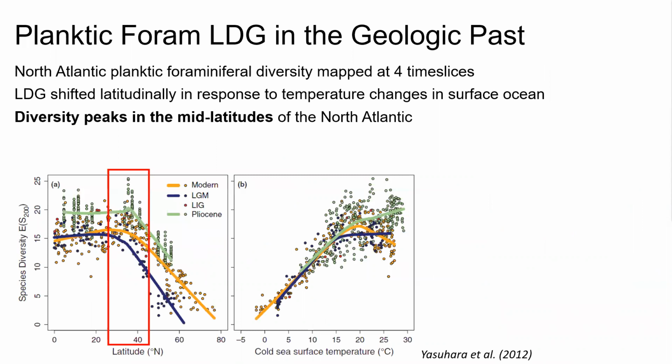Other studies have quantified the Planktic Foram LDG through geologic time. One study by Yasuhara and others found that for 4 time slices since the Pliocene, the LDG shifted in response to surface water mass movements across cooling and warming intervals. They too found that peak diversity occurred away from the tropics, and in the Pliocene, their data indicated peak diversity around 35 to 40 degrees north.